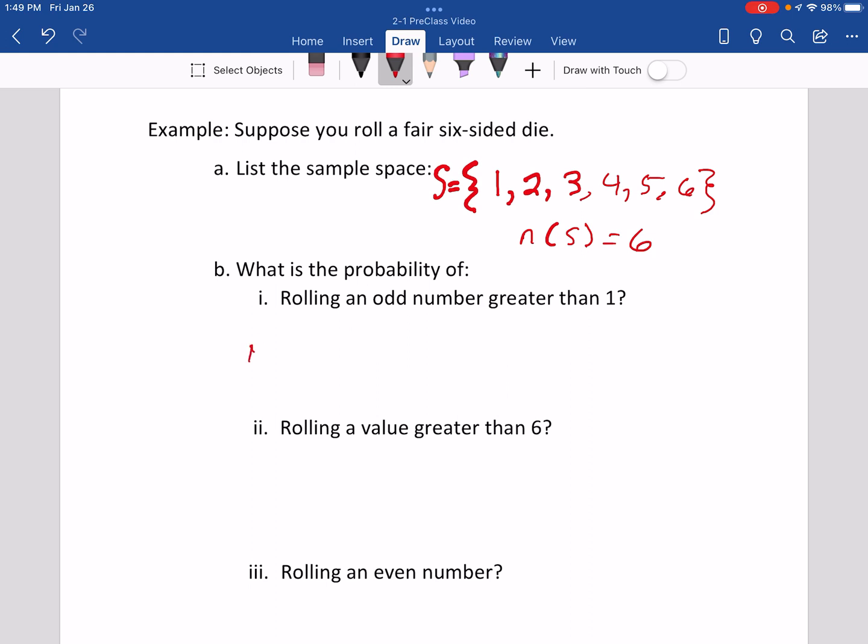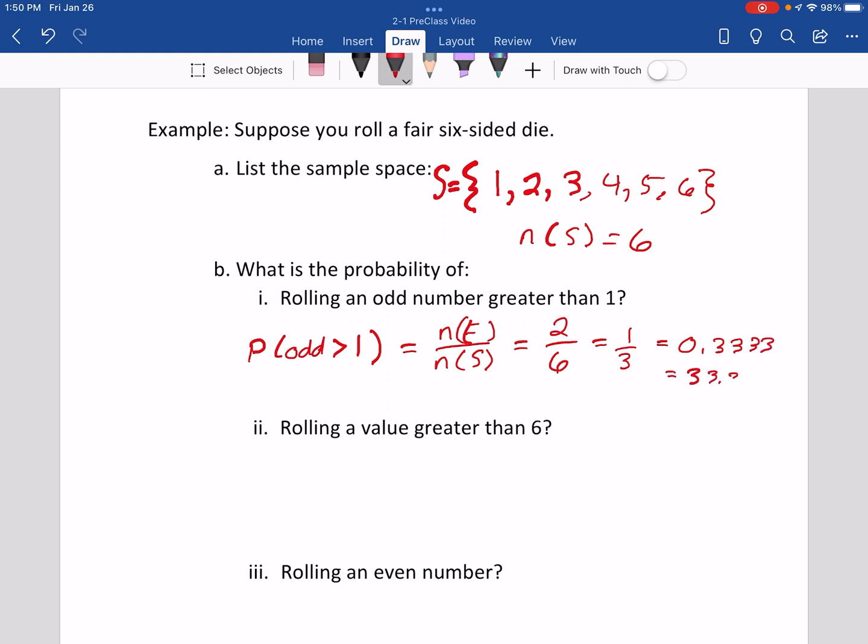So if I want to find the probability of rolling an odd number greater than 1, I need to know how many successes I have out of how many options. I know the denominator. I'm rolling that die, so I have six chances. The odd numbers greater than 1 are 3 and 5, so there are 2 of them. That would be 2 over 6. I could write that as 1/3, or 0.3333, or 33.3%. It's just according to how we're asking you to report it. Those are 3 different ways of reporting the same thing.